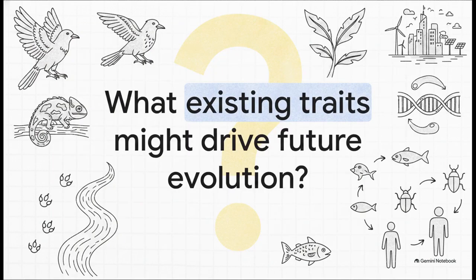As we wrap up this explainer, I want to leave you with a final thought to chew on. Knowing that natural selection only acts on traits that are already present, what existing traits in the organisms around us today might natural selection act upon to drive the evolution of tomorrow? Really think about it. How will the shifting environments of our modern world shape the survival and adaptations of life in the future?